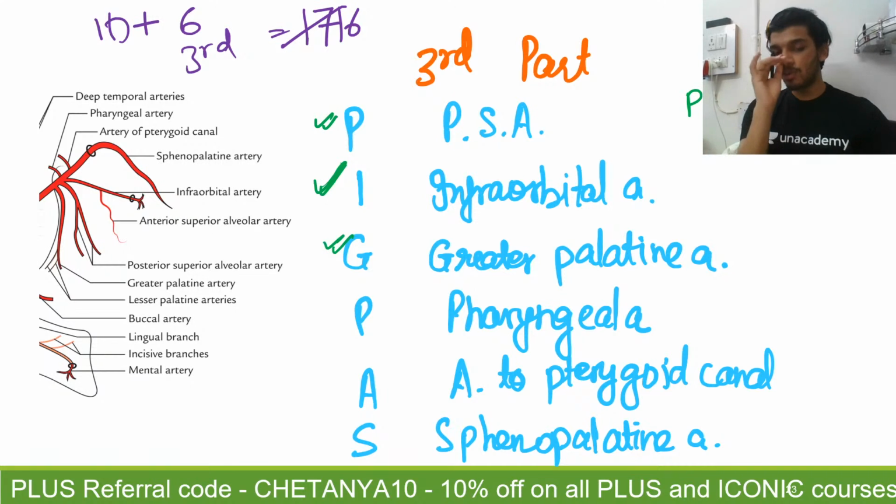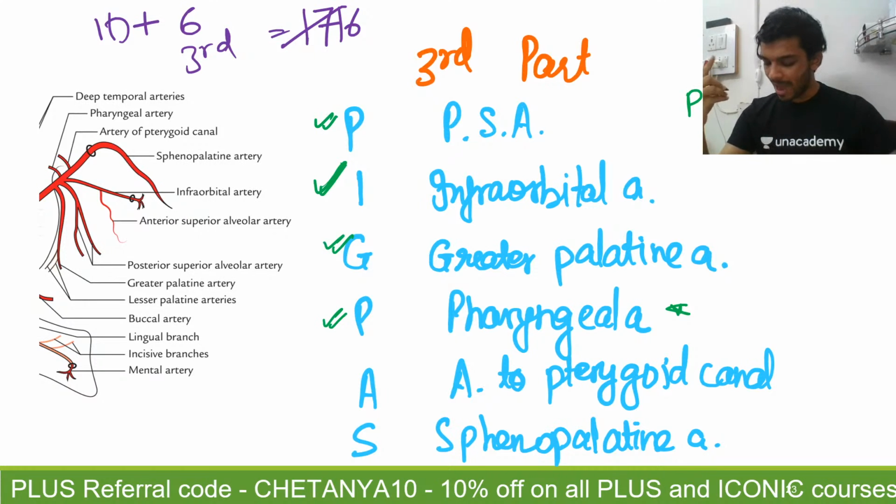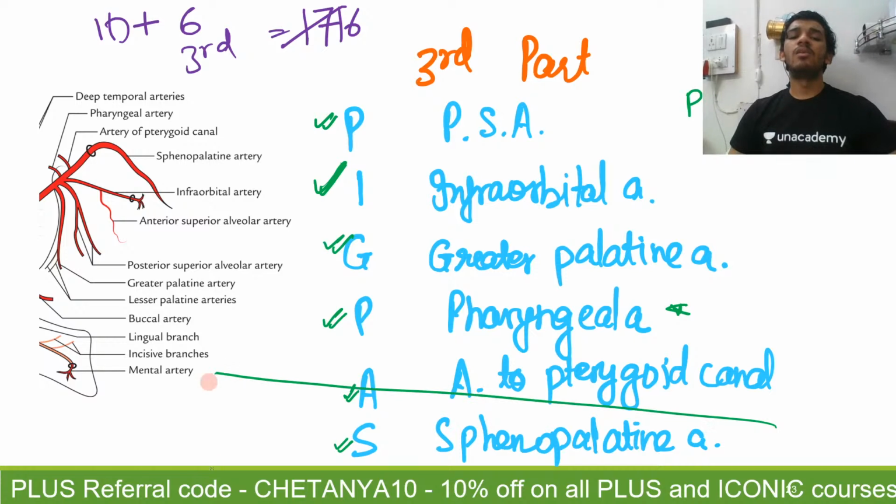So in PAS, you have to remember that it will give a pharyngeal artery. Now, remember that there was an artery called the ascending pharyngeal artery. Who was giving the ascending pharyngeal artery? The external carotid artery. Who's giving the pharyngeal artery? It is the third part of the maxillary artery, right? PIG PAS. And A is artery to the pterygoid canal, and S is sphenopalatine artery, which is the largest branch of the maxillary artery.